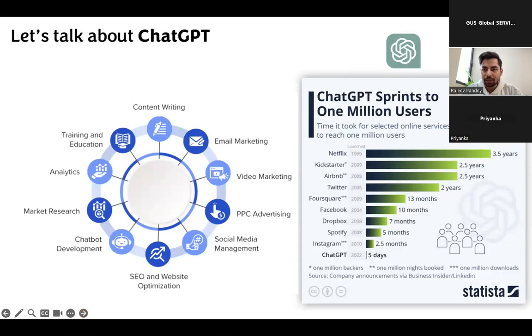How GPT has changed over a period of time: GPT took just 5 days to reach 1 million users. I think this information was spread everywhere. It went wildfire when people were curious to understand how long it took for one company to reach 1 million users, right? For Netflix, it took 3.5 years. For GPT, it took just 5 days. What all can GPT do? Because I'm sure you all have heard about one of the key tools of OpenAI, which is ChatGPT. It can do content writing, email marketing, video marketing, pay-per-click advertising, social media management, SEO, and a lot more, right?